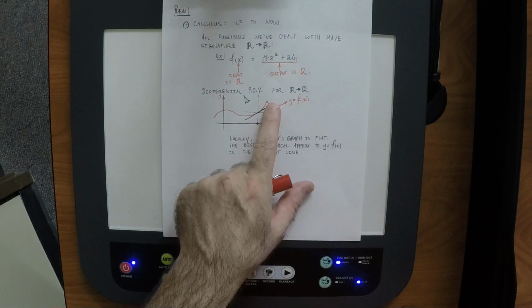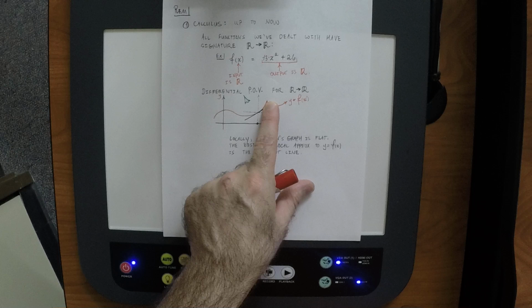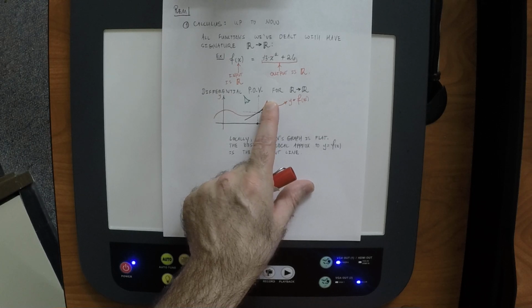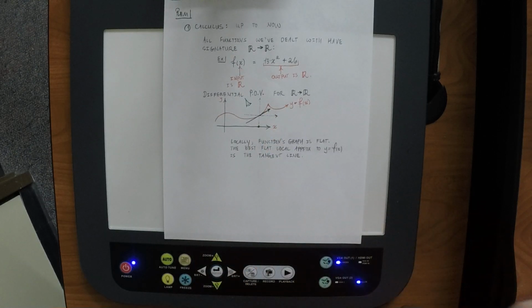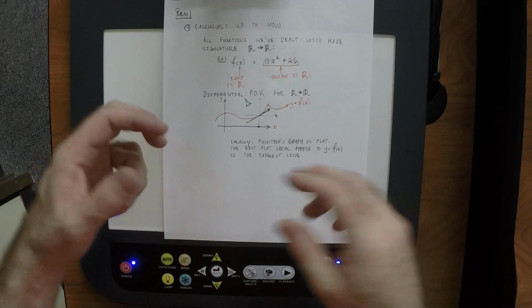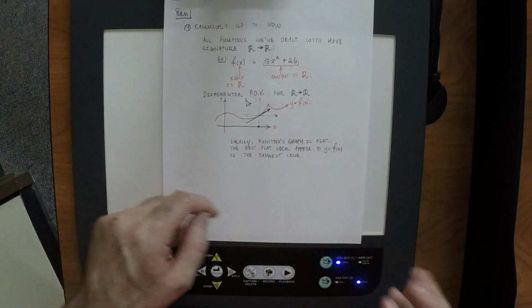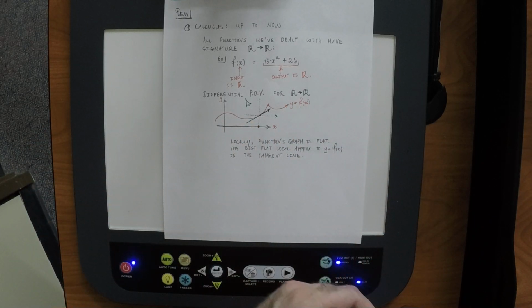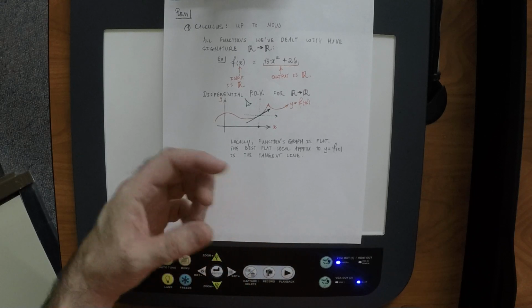As a result, there is no local flat approximation to the function at that point, and as a result, the derivative does not exist there. Okay. So that's the differential point of view. To some extent, the differential point of view is that locally functions are flat as long as they're differentiable. Okay, good.